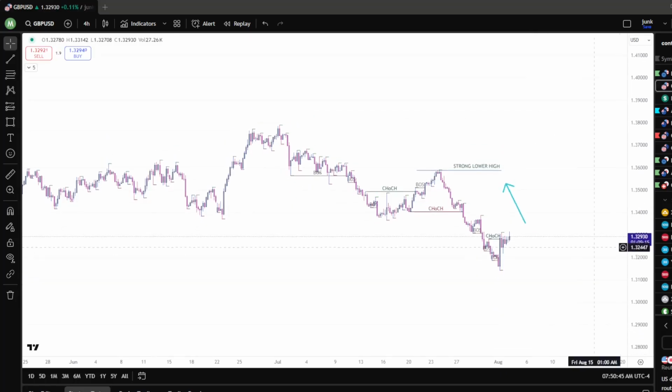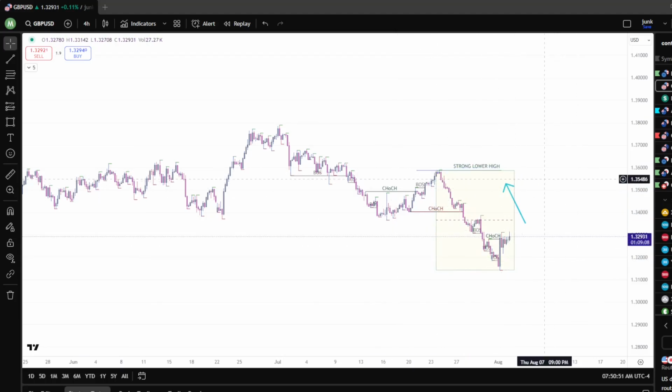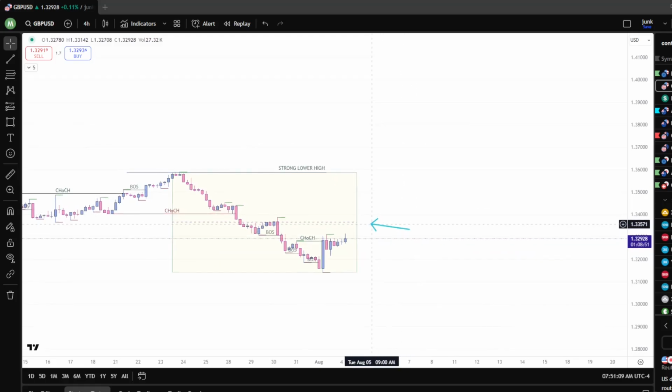GBP USD, let's go map out the current range. It's the current 4-hour leg that broke the lows, with these being the highs. Of course, we said last week, broke structure to the downside, but just like with Euro USD, buyers step back in and started to break structure to the upside. Prices are in consolidation right now.